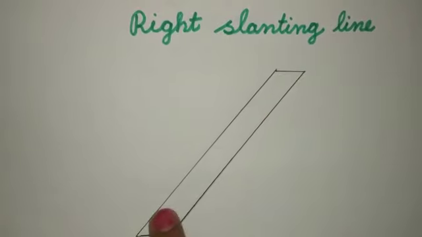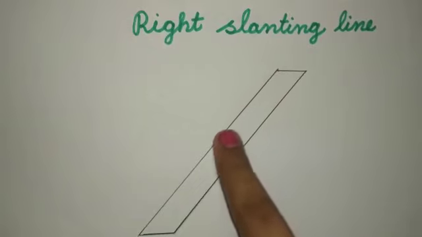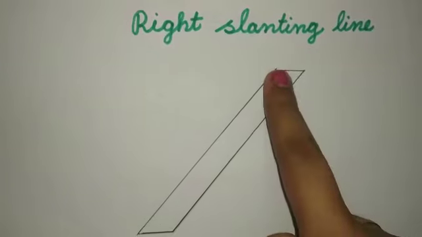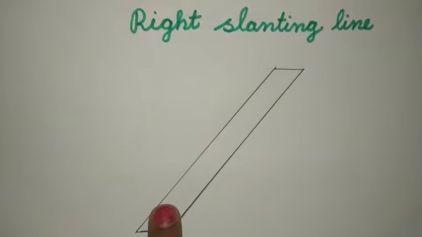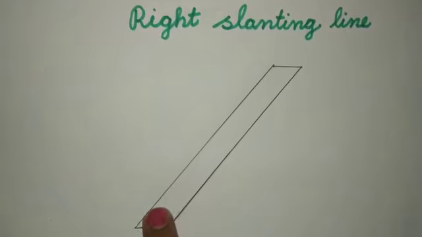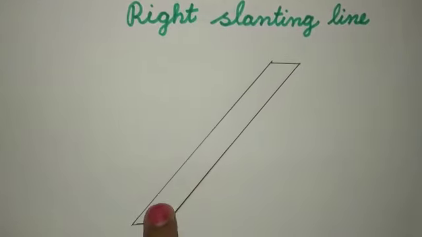Children, this is right slanting line. From top to bottom, draw a slanting line. This is right slanting line. From top to bottom, draw a slanting line. This is right slanting line.